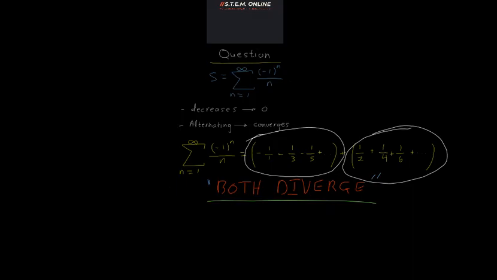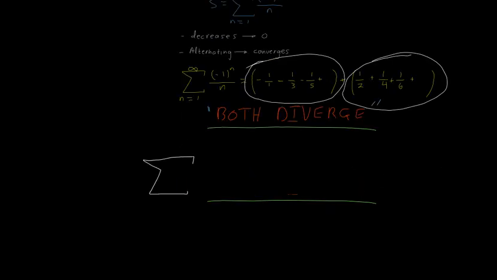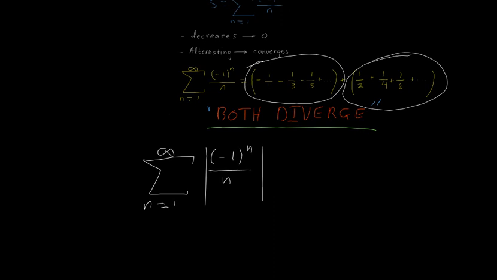Let me write down here that it converges, but not absolutely. We have to take the sum from n equals 1 to infinity of the absolute value of negative 1 to the n, all over n. We have to take the absolute value of it, and this is equivalent to the sum from n equals 1 to infinity of 1 over n. Automatically, this would equal infinity.